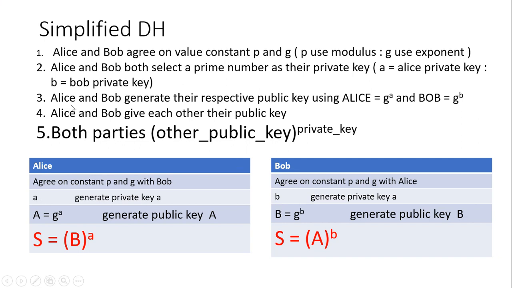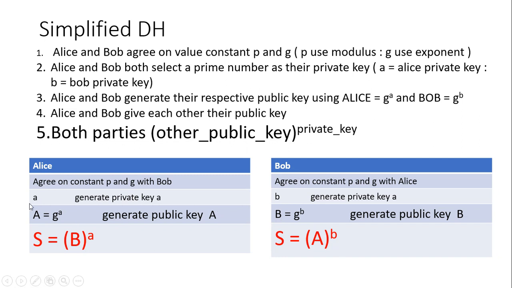Now both Alice and Bob generate their respective public keys using the formula g to the power of a, and g to the power of b. So it's the exponent of your private key. A equals a base value that we both agree on, and then you raise it to the exponent of your private key. Then we give each other our public key.